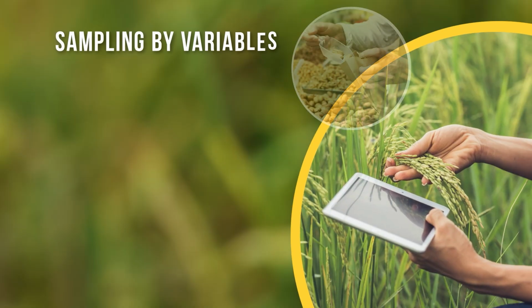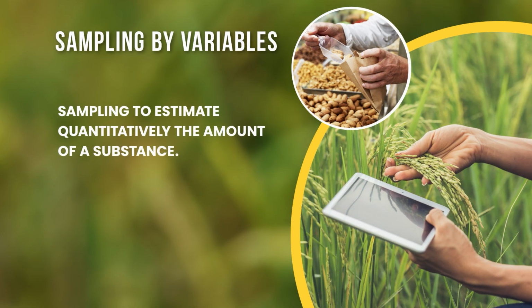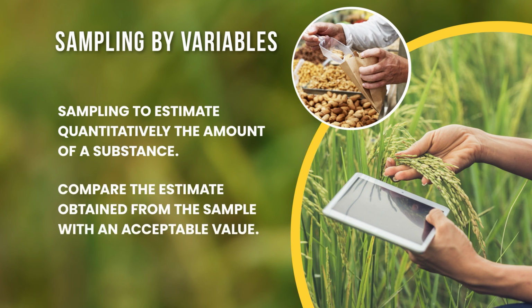So sampling to estimate quantitatively the amount of substance, as I told you, arsenic in water, but not like melamine in milk. Suppose we have said 0, or some microbes are not supposed to be present, then it is not variable sampling, it has to be attribute sampling. So compare the estimate obtained from the sample with an acceptable value. If it is within the limits, then pass the sample. If it is failing that limit, then you fail the sample.